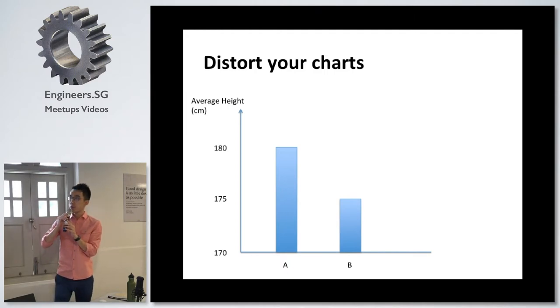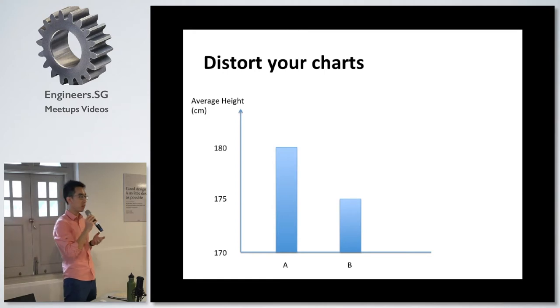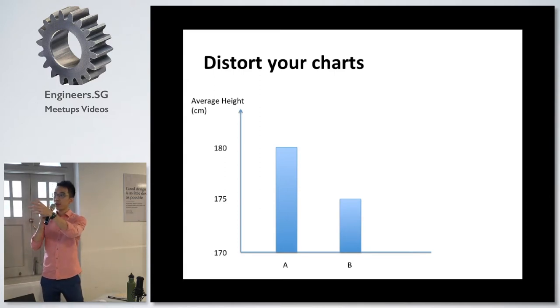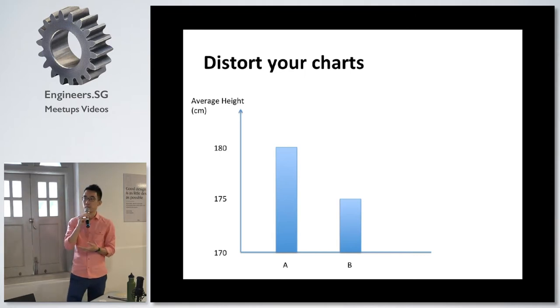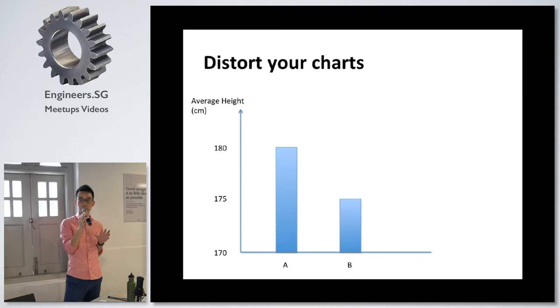Next, don't distort your charts. Maybe anyone wants to point out what's wrong with this chart? Yes, the scale doesn't start at 0, it starts at 170. So when you show this chart to management or the audience, they might think that A is 2 times the amount of B. So you're misleading your audience in some sense. Try to make sure as much as possible that your visualization starts from 0 on the y-axis.